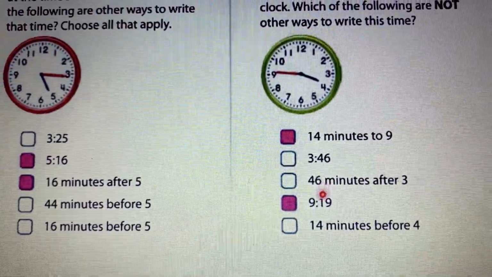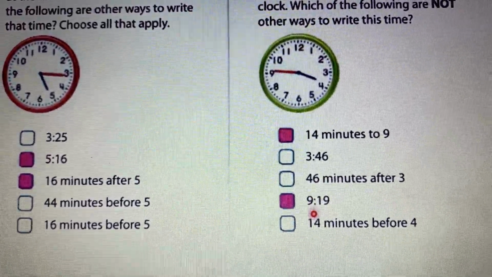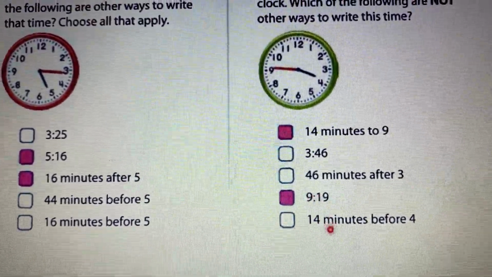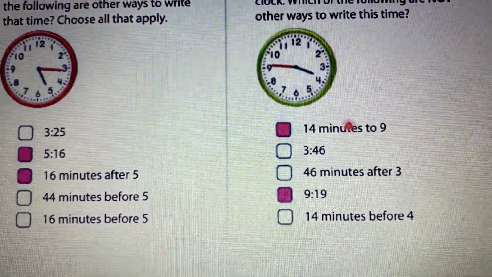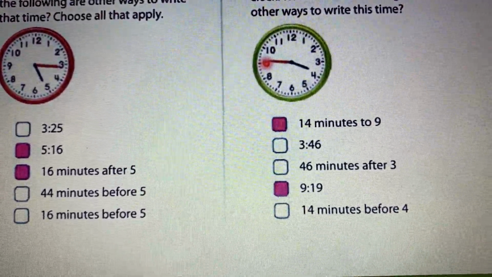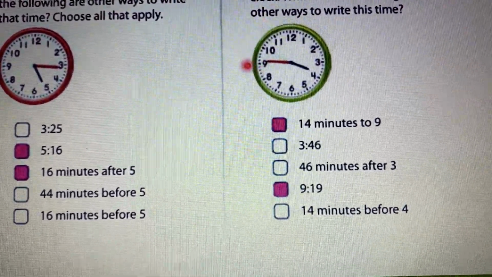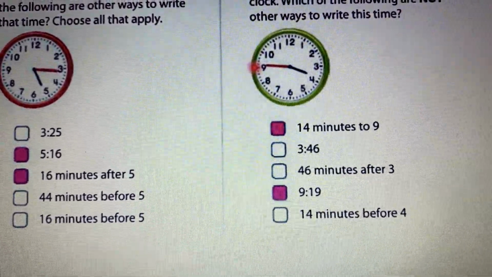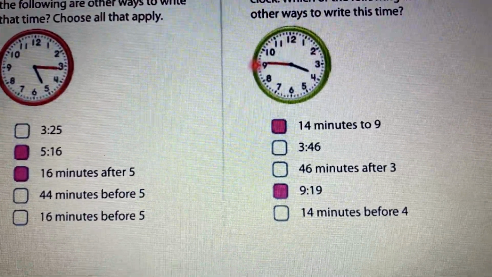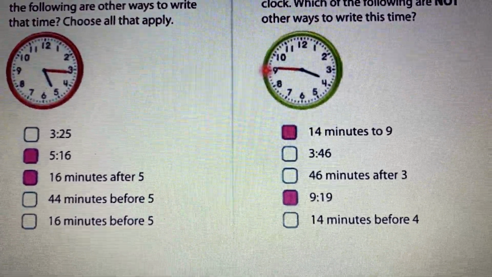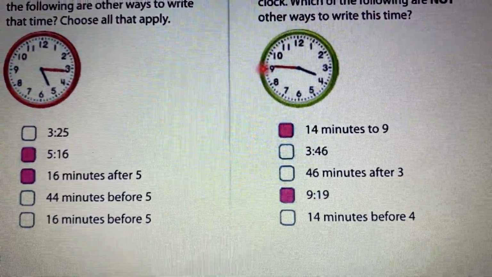Leave it. 9 and 19. Is it 9 and 19 minutes? No. So check it. 14 minutes before 4. Let's see. How many minutes do I still have till what comes after here? I have 46. What comes after 46 in the 5s? 50. Let's count with me: 47, 48, 49, 50. So I have 4.